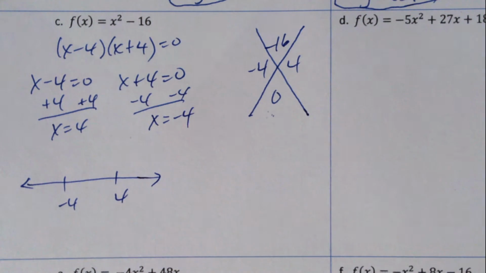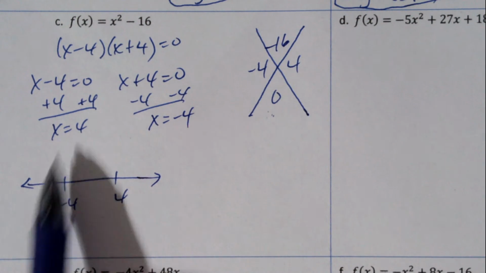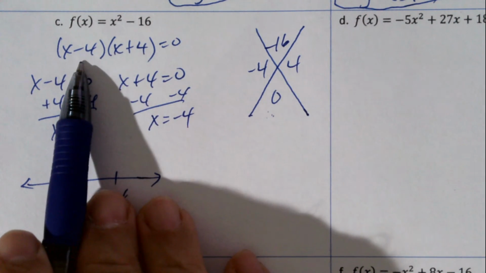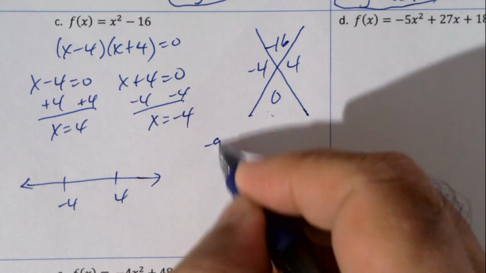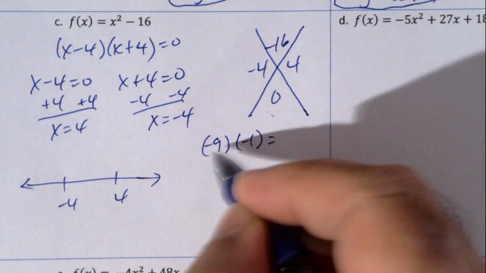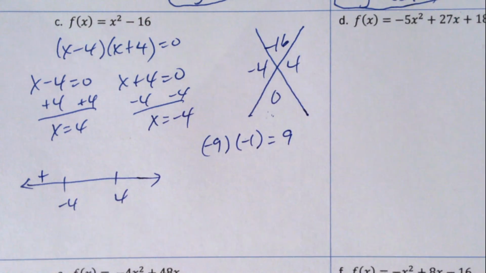Pick a number left of negative 4, and that will be negative 5. So here, plug it in here. So that'll be negative 9 times negative 5 plus 4 is negative 1. That's going to be positive 9, so it's positive.